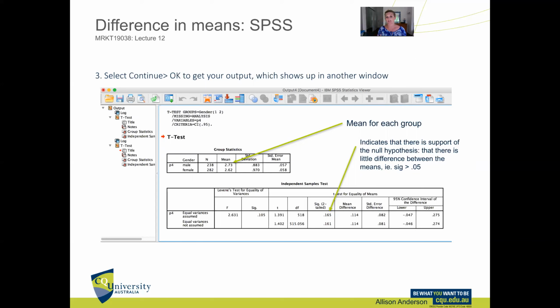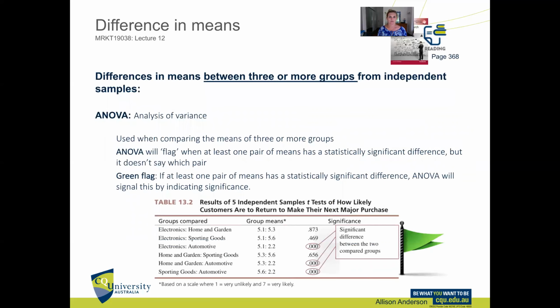So this is the other side of the equation. So I now know that there's not a significant difference between whether males and females like image 4 or not. It's just a normal variation in statistics, and it's not actually showing me that there's a significant difference there. So there's nothing for me to report on that.